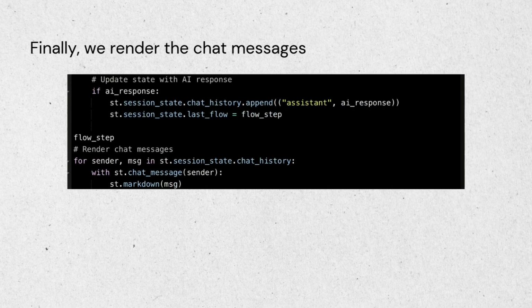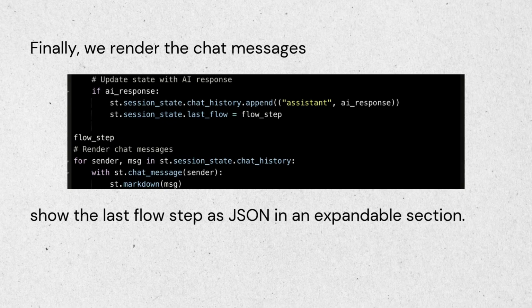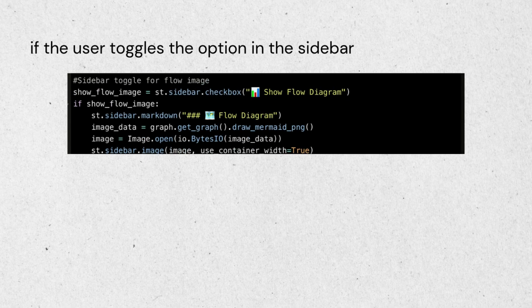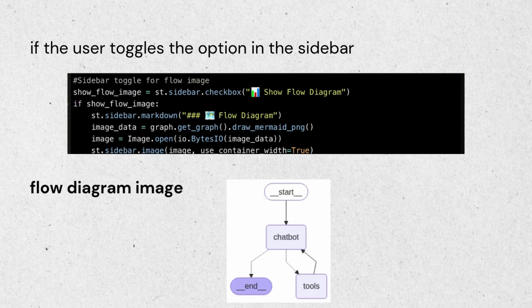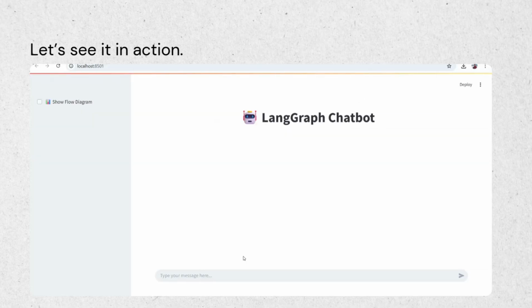Finally, we render the chat messages and also show the last flow step as JSON in an expandable section. And if the user toggles the option in the sidebar, we render a nice flow diagram image to show how LangGraph processed everything. Let's see it in action.